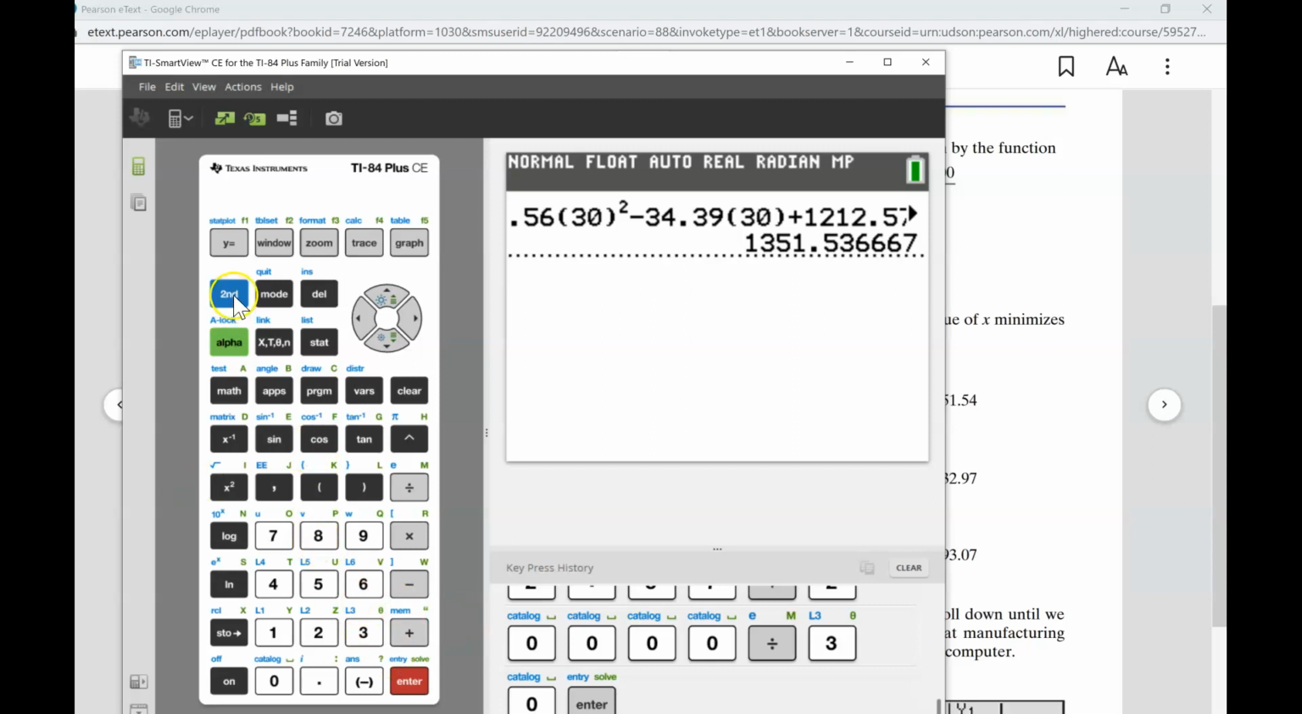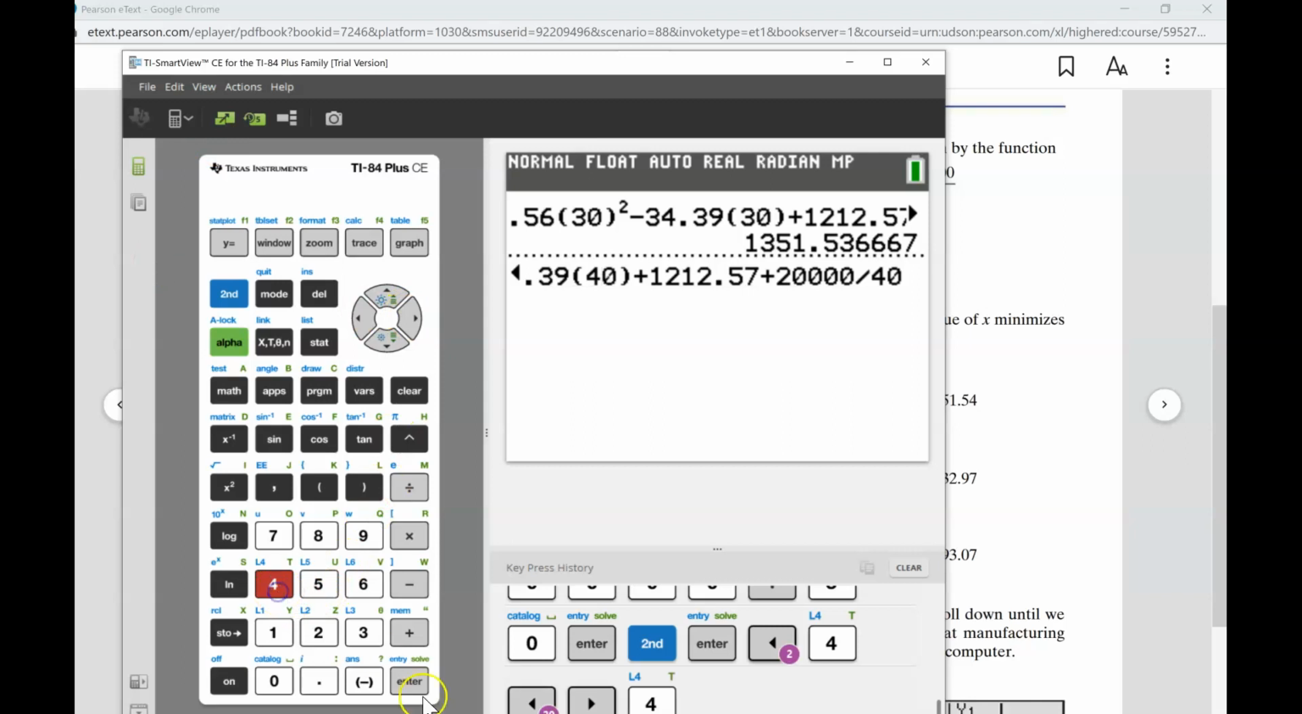Well, it's pretty easy to type this in. Now that I've typed it in once, I can hit, see this blue thing above enter, it says entry. I can hit second entry and it brings up what I just typed in. And all I've got to do is change all the 30s to 40s. Change that to a 40. Change that to a 40. Oops, I only changed 2 out of the 3. I've got to change one more.